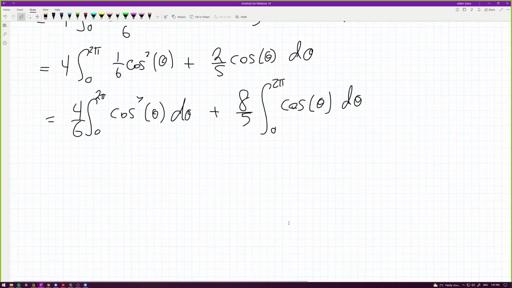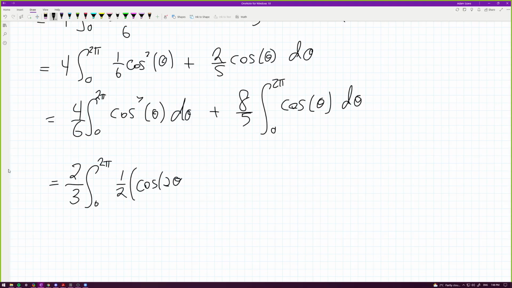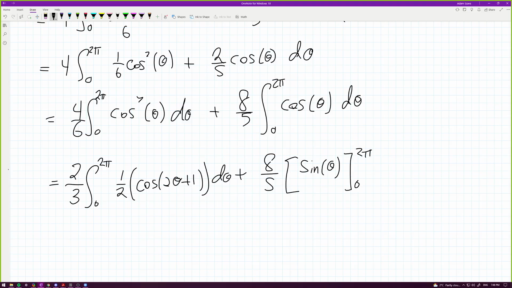Okay. And then from here, we need to integrate cos squared theta, which means we need to use that formula, which is on the thing here, but now I have something blocking it. The formula is cos squared theta equals 1/2 cos 2 theta plus 1/2. There you go. So that's 2 over 3 integral 0 to 2 pi of 1/2 cos 2 theta plus 1 d theta plus 8 over 5 times sine theta evaluated 0 to 2 pi. Sine of 0 is 0, sine of 2 pi is 0, so that goes away.